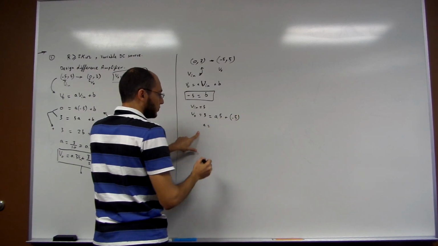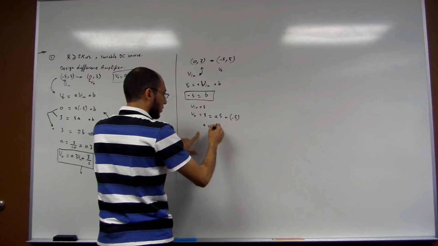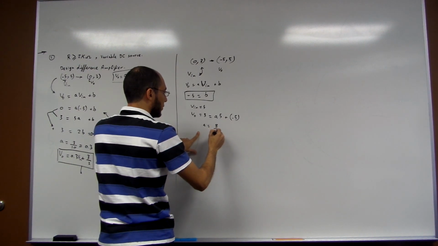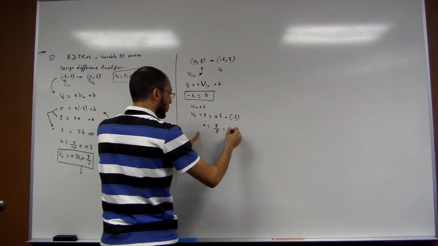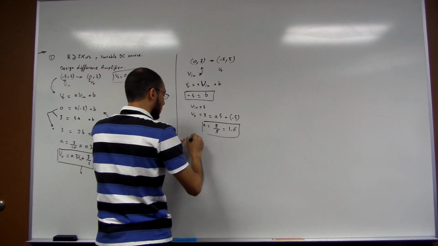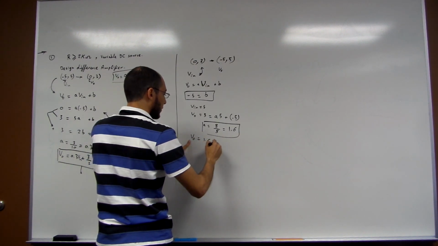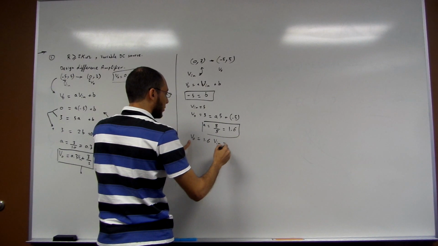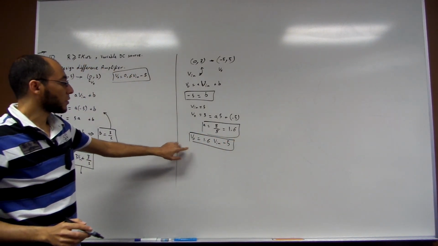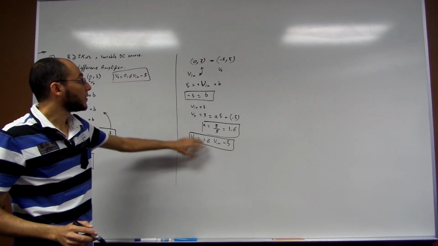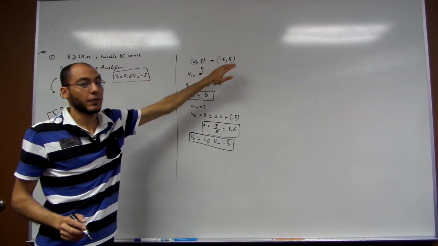A equals 8 over 5, which is 1.6. So the equation is V output equals 1.6 V input minus 5. Clearly this equation implements this conversion, converting from 0 to 3 into negative 5 to 5.